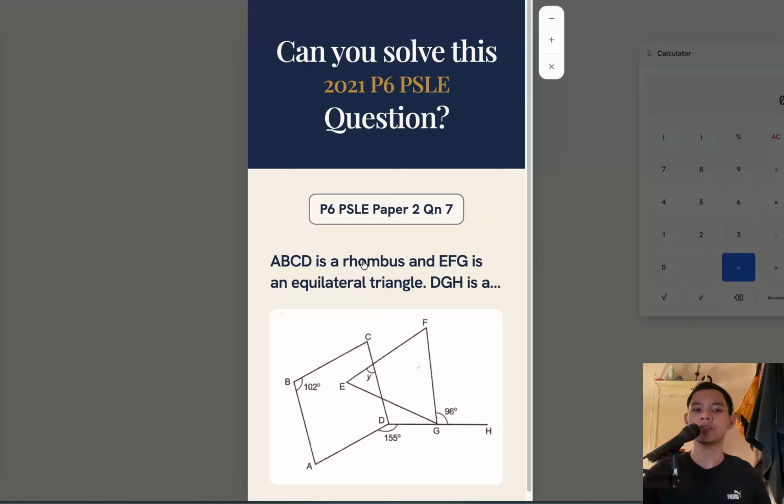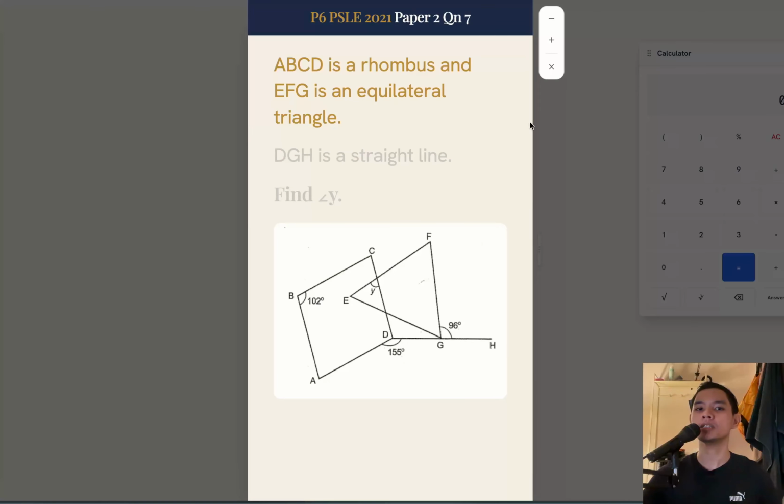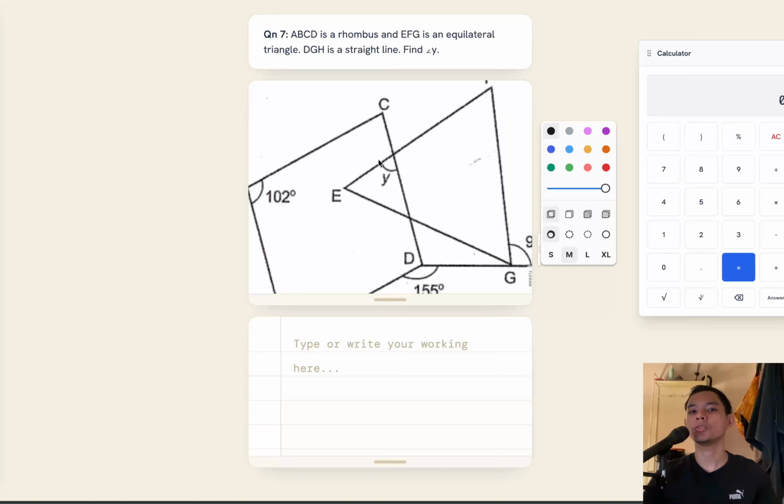7. Question 7. ABCD is a rhombus and EFG is an equilateral triangle. DGH is a straight line. Find the angle Y. For angle Y, what shape is angle Y part of?